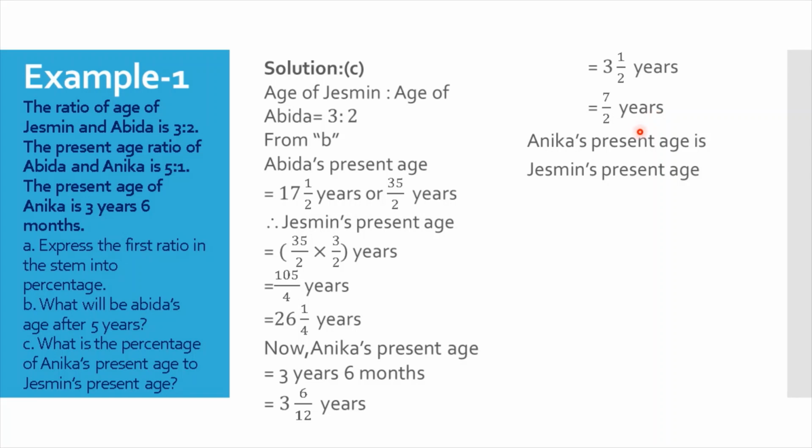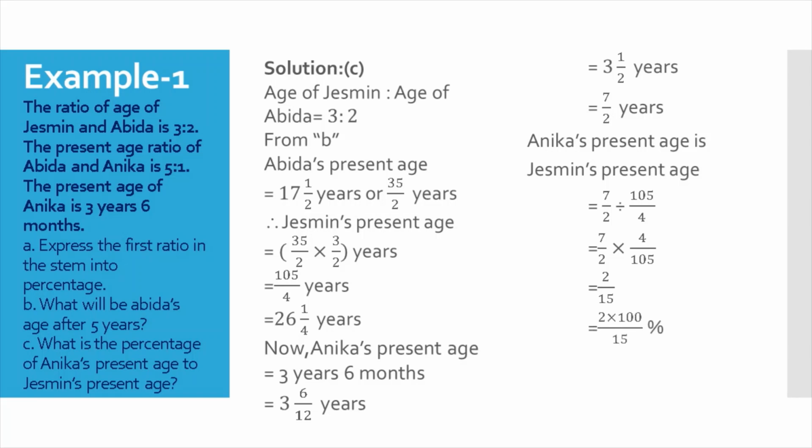After that, Anika's present age is to Jasmine's present age. That would be 7 divided by 2 divided by 105 by 4. If we multiply, that would be the reciprocal: the antecedent will be in the subsequent, and the subsequent will be the antecedent. So 4 divided by 105. After that, when we reduce, we get 2 divided by 15.